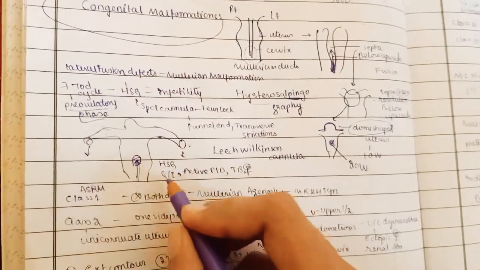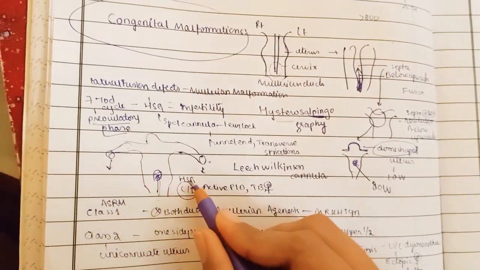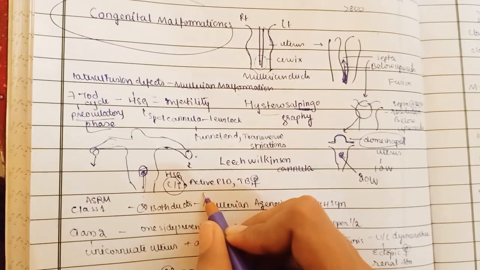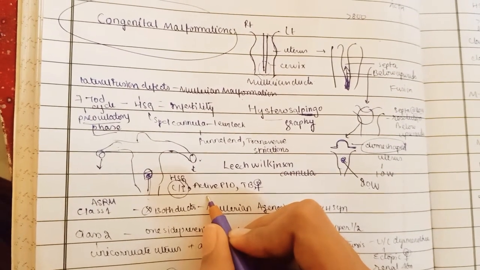So, what are the contraindications for this HSG test? The contraindications are we should not do this test in an active PID, that is, whenever there is active pelvic inflammatory disease.